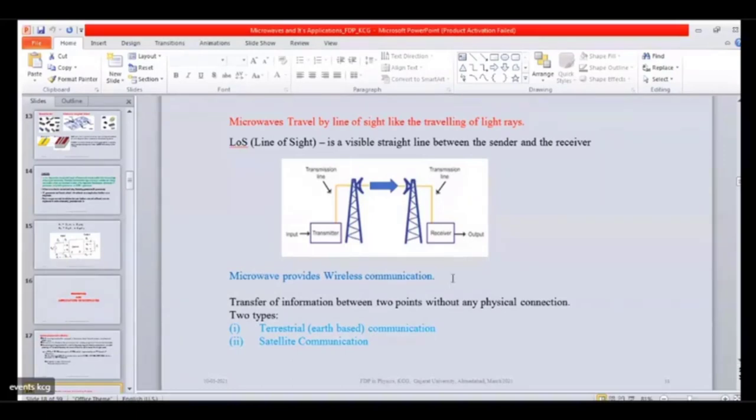Okay, so microwave provides the wireless communication. Nowadays, we are using the wireless communication, and in this wireless communication, microwaves are used. And it is because of this property of the microwaves. Microwaves travel by line of sight, right? And this wireless communication can be divided into two types. One is called the terrestrial or the earth-based communication, and another is the satellite communication.